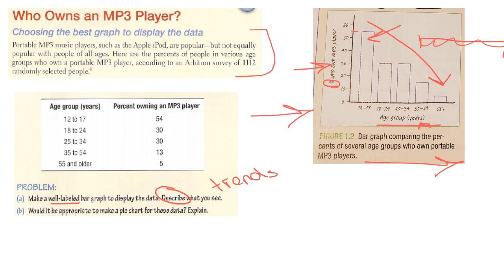The second one, part B, is asking, would it be appropriate to make a pie chart for these data and explain? Remember, we mentioned before that a pie chart is important as we look at components relative to a whole. And so for this particular data set, a pie chart is not appropriate. These are not percentages of a whole, right? I don't add all these up and they equal 100. These are percentages from each individual age group. So a pie chart would not be a good representation here because they are not from a single whole.